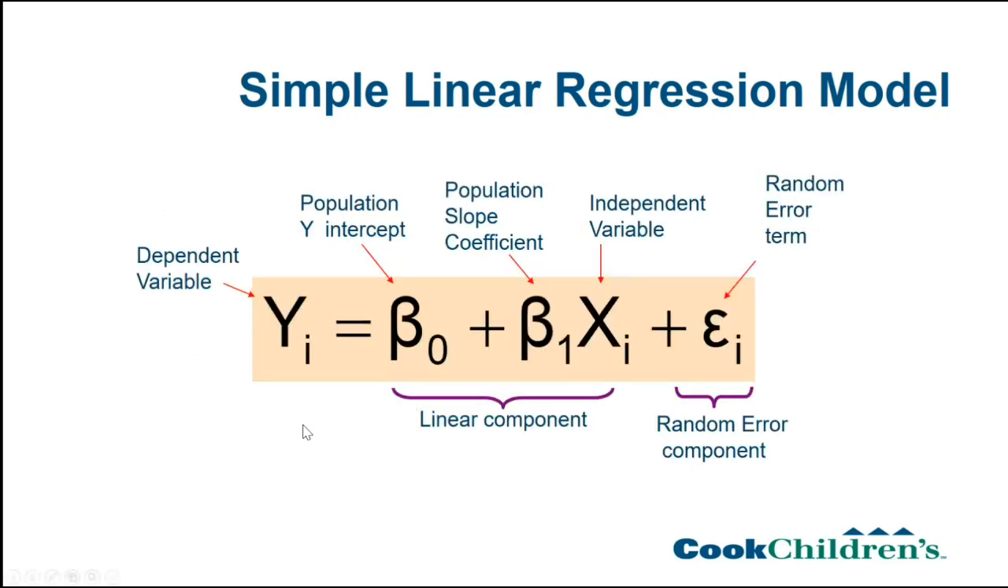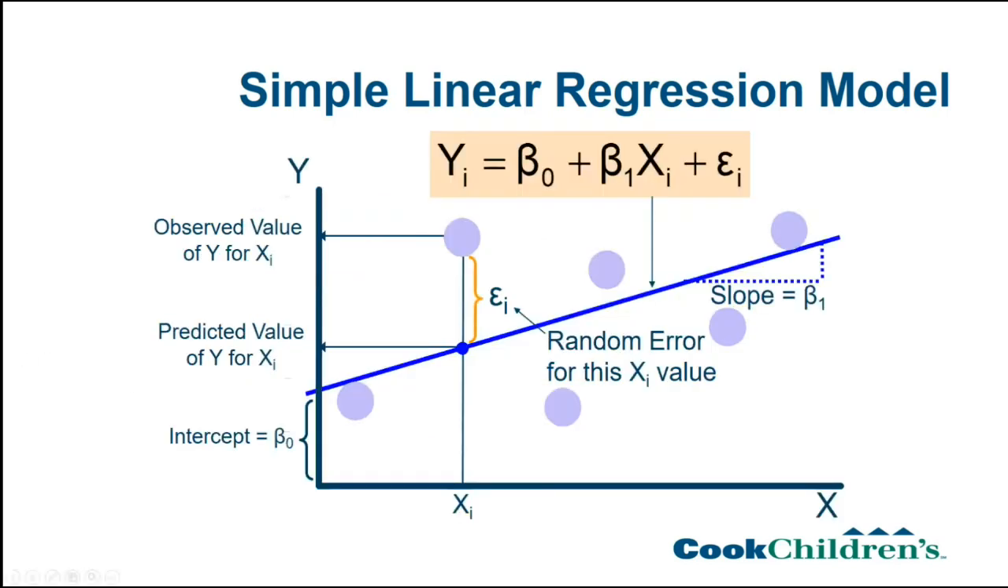If we look at the mathematical model for a simple linear regression, this is a basic model where you have y as the dependent variable, beta 0 as your population y-intercept, beta 1 as your population slope coefficient, and then your independent variable x. Those all make up the linear component of the regression model. And then you have a random error term, epsilon, which helps account for particular data points, as seen in this graphical example of the simple linear regression model.